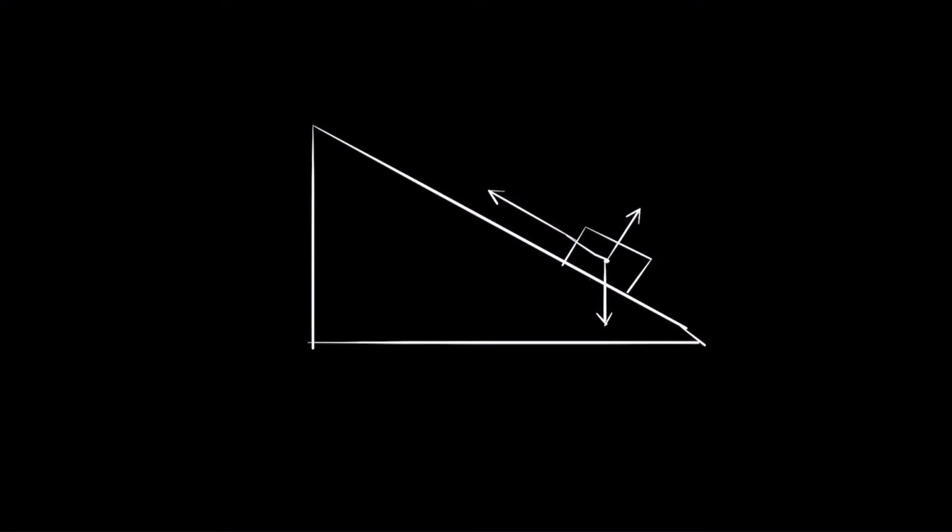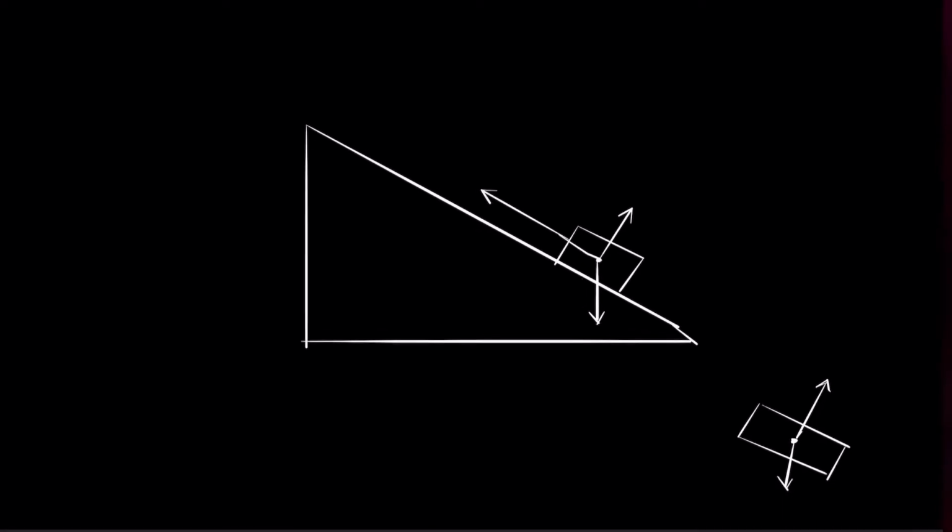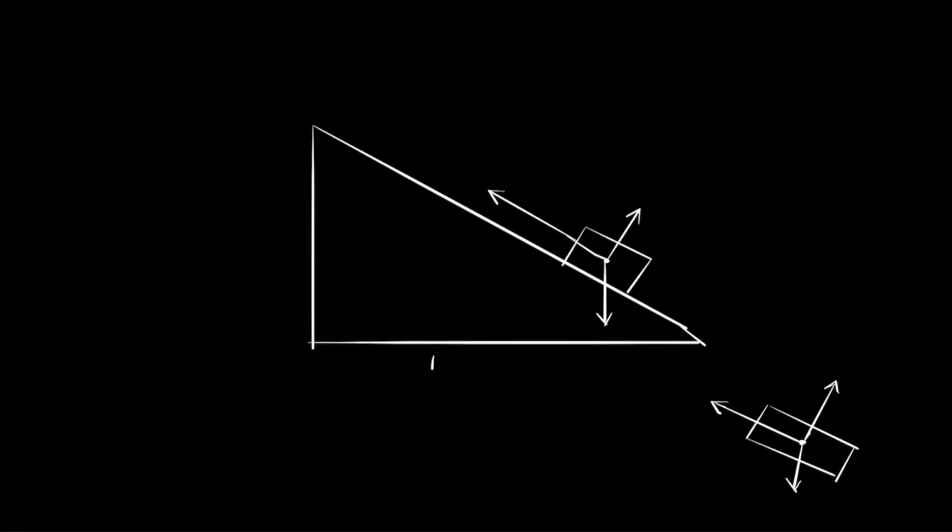Now if you draw only this body and write down all the forces as vector diagrams, as arrows, this is an example of a force diagram.